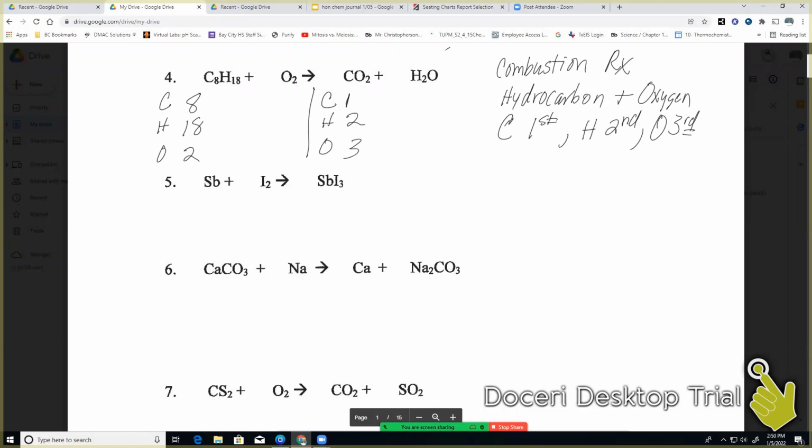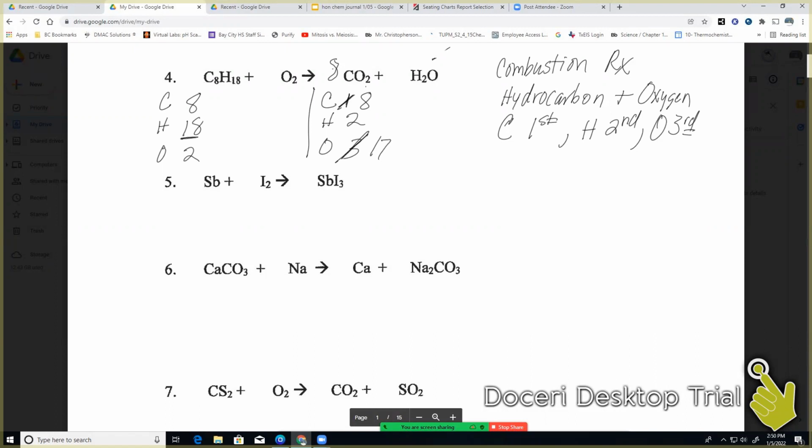All right, so I'm going to start off. Carbon, I'm going to do that one first. I have 8. And on my product side, I only have 1. So I'm going to put my 8 in front of the compound that has a carbon. So that changed my carbon to 8. And now if I look at my oxygen, 8 times 2 is 16. And I have another one here for a total of 17. Still not going to mess with that one. I'm going to hope when I do the hydrogen, it works out.